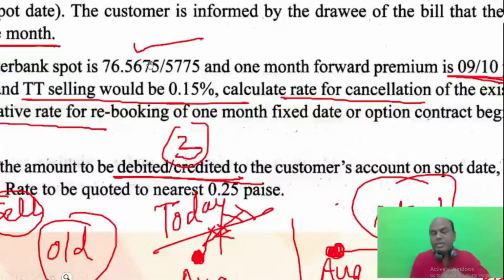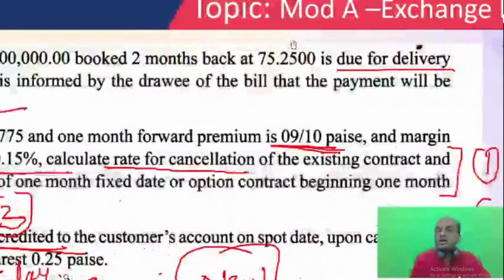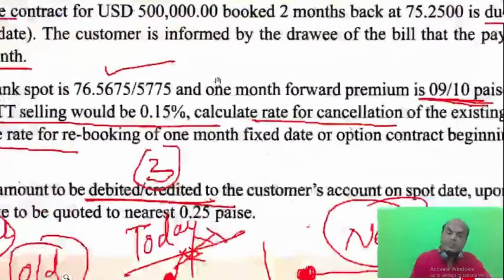But in this case, what has happened? They have given you only one rate, 75.2500. When they have given only one rate, both buy and sell will be same. So you do buy, you do sell, it is same. But this was 2 months back. See this, 2 months back.